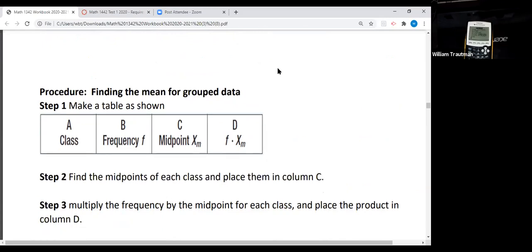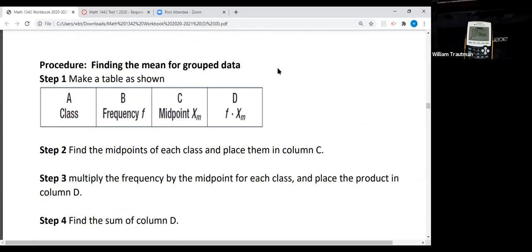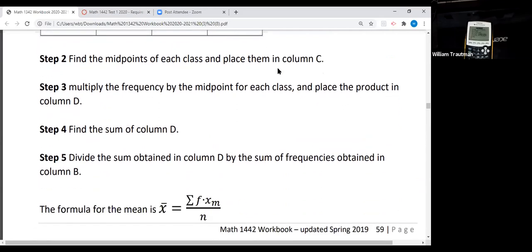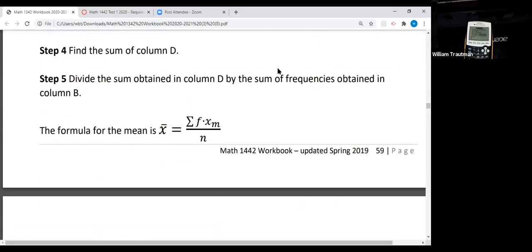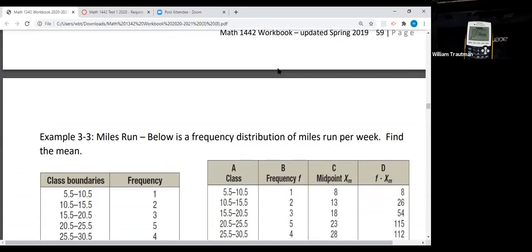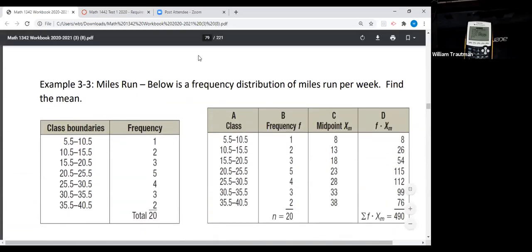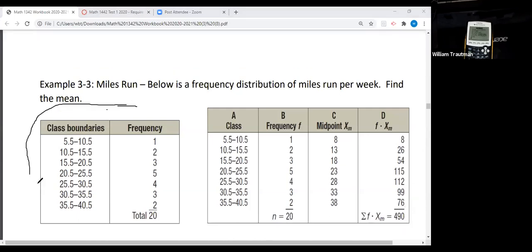So we're going to actually find the midpoints for each item. Multiply the frequency by the midpoint. We're not going to do that. Find the sum, and so on. It's going to tell us, but the calculator is going to do this work for us. This is pretty much typical of what you would see on a test, okay? You would see this on a test.